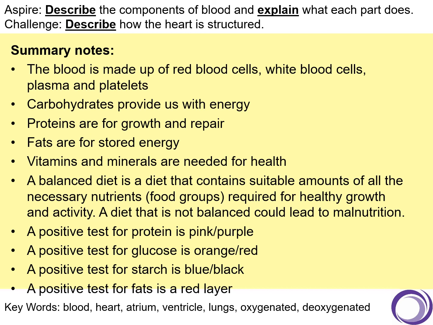A positive test on the food test for protein is pink-purple, a positive test for glucose is orange-red, a positive test for starch is blue-black, and a positive test for fats is a red layer. So I'm going to give you 5 minutes to complete these notes. As always, if you need any more time, then please pause the video and make sure you complete the notes. Off you go.